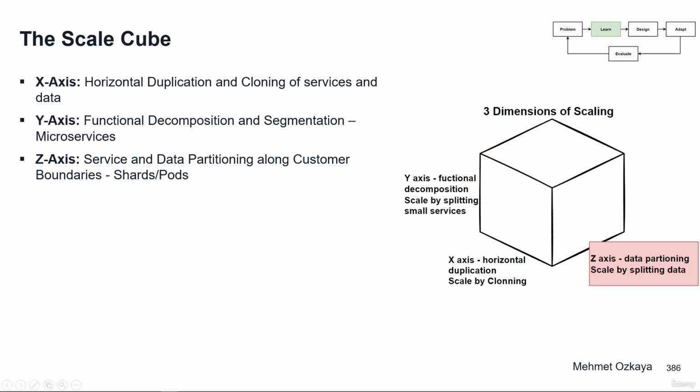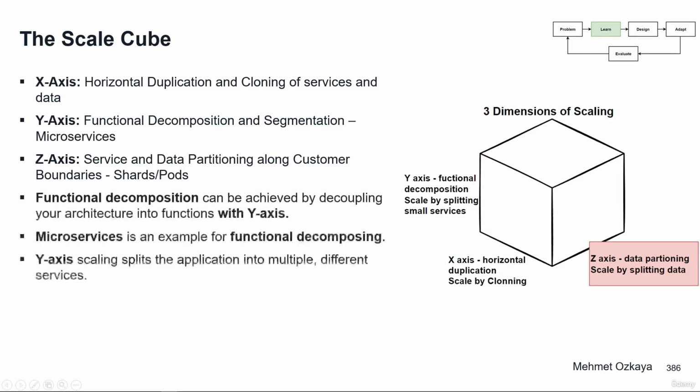And the second axis is the y-axis. This is the functional decomposition that can be achieved by decoupling our architecture into functions. Microservices are an example of functional decomposition. Y-axis scaling splits the application into multiple different services, and each service is responsible for one or more closely related functions. So when a monolithic application is decomposed into smaller and autonomously deployable units, this approach of scaling can be achieved. Microservices support such a scaling model as they are independent, smaller, fine-grained services with their own database.